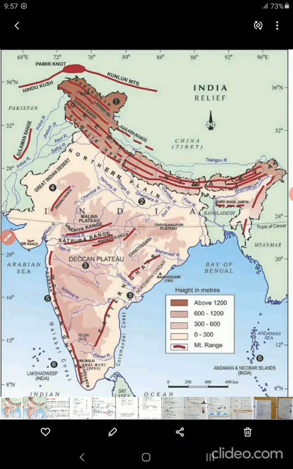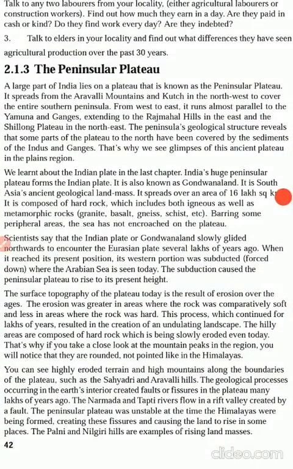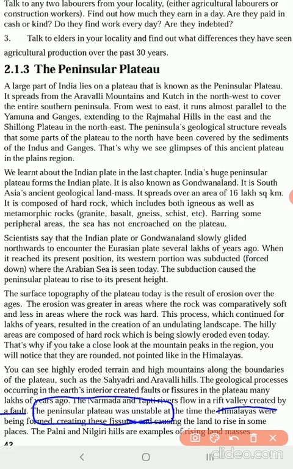So that's how we have the disturbance because of the movement, which we call a fault line. The land breaks below the surface of the earth. I'll just read it. The geological process occurring in the Earth's interior created faults or fissures in the plateau many lakhs of years ago. Right now the Narmada and Tapti rivers flow in a rift valley created by this fault. So the Peninsular Plateau was unstable at the time, in the beginning, when the land was still in movement.